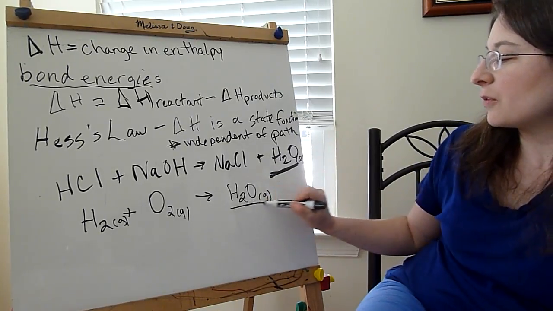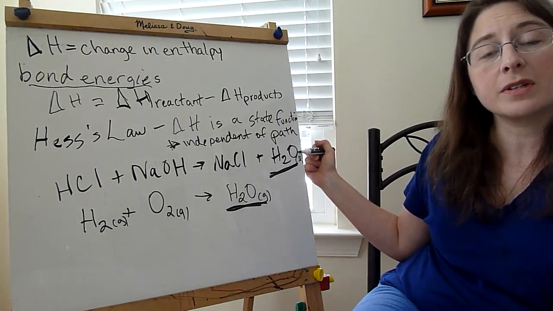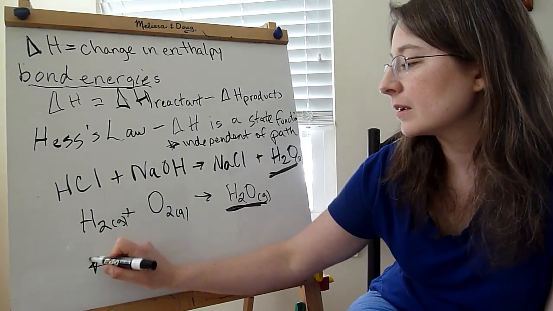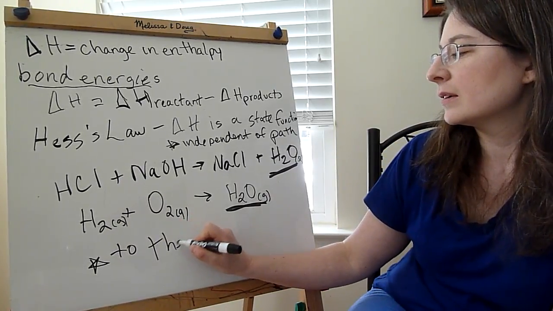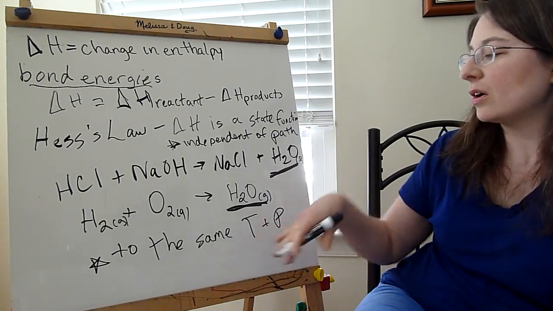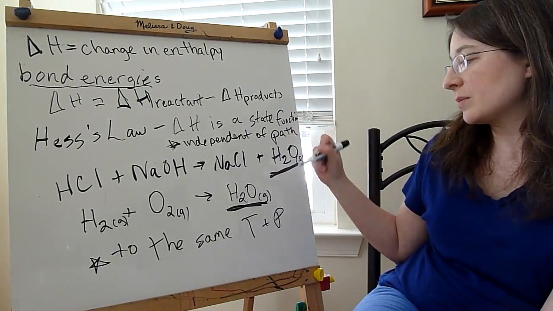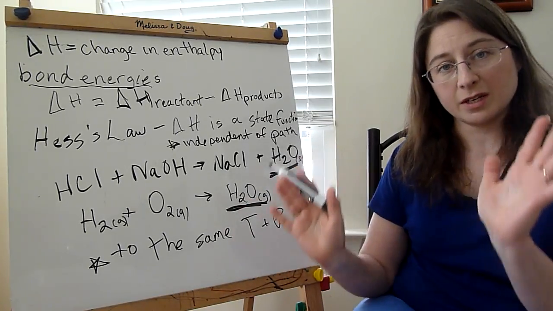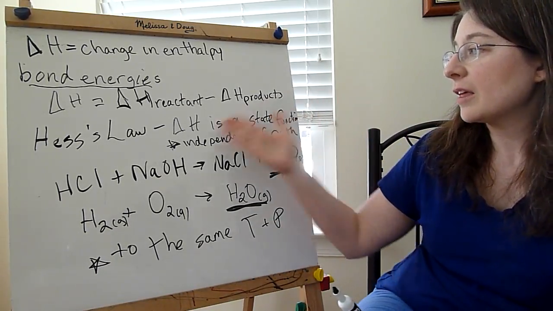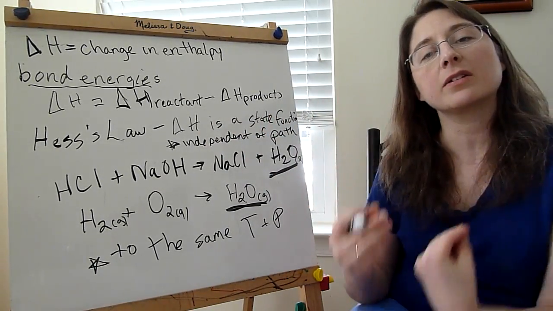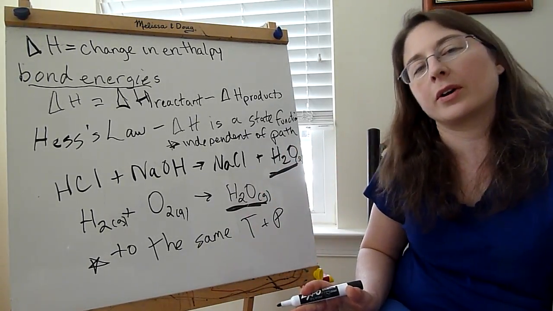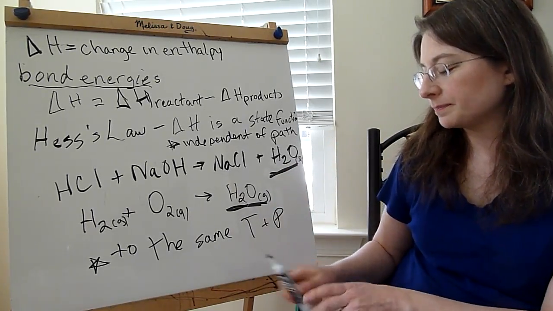So if I formed water this way, and then I formed water this way, here's the caveat: as long as I got them to the same temperature and pressure, if I got all their conditions the same, then they would have the same enthalpy. They would have the same amount of energy stored in their chemical bonds because they're water. It doesn't matter how they became water. It just matters that now they're water.